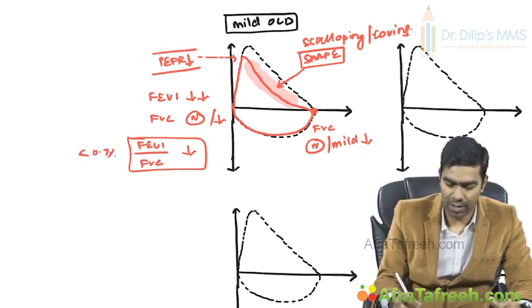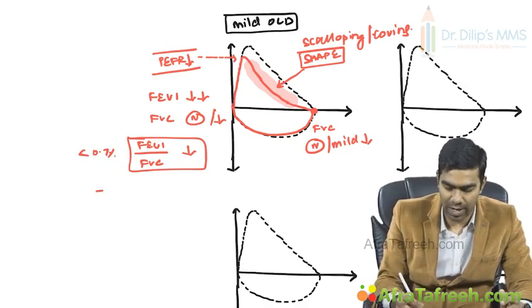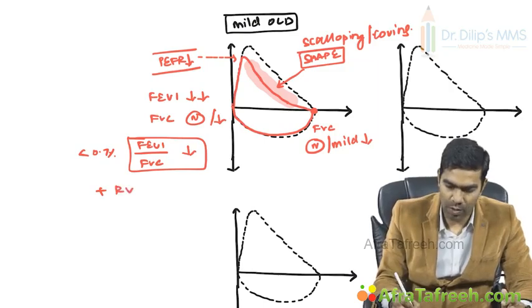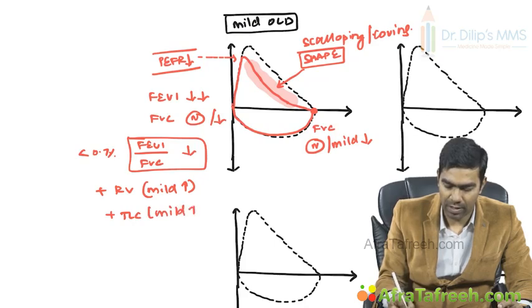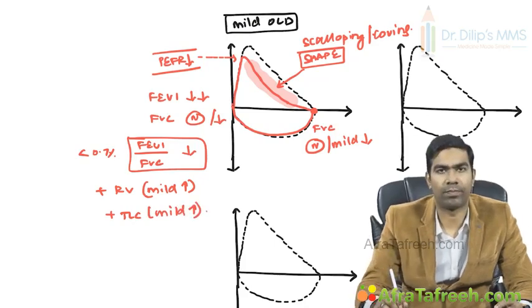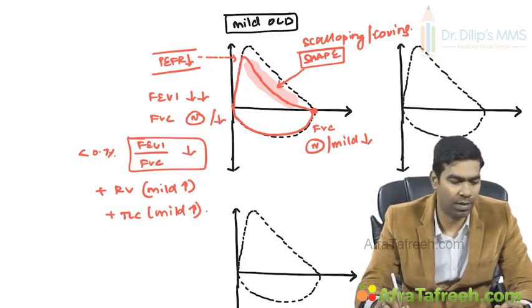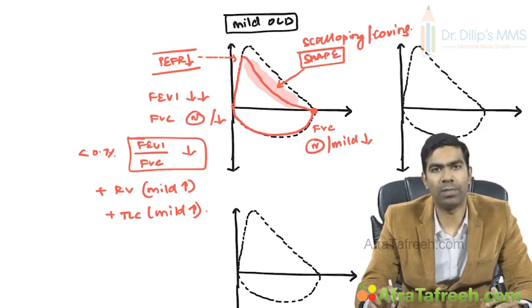So what about the other factors? Other things, if you want to add extra, you cannot find them by flow volumes, but your residual volume may have a mild increase because of air trapping. At the same time, your TLC may have a mild increase because of hyperinflation. Clear? Remember, TLC increase is what we refer to as hyperinflation, and residual volume increase is what we refer to as air trapping.